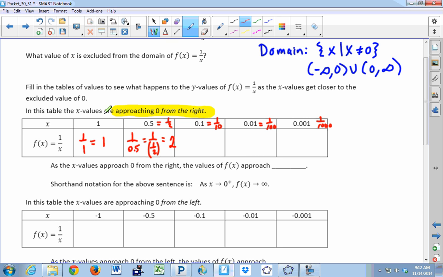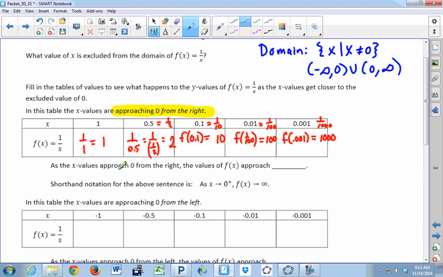And now when I take f of 1/10, what do I get? 10. When I take f of 1/100, what do I get? 100. When I flip it, take the reciprocal, and then f of 1/1000 is 1,000.